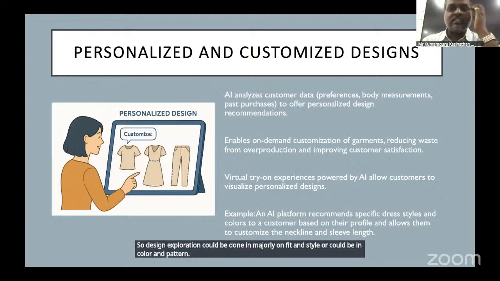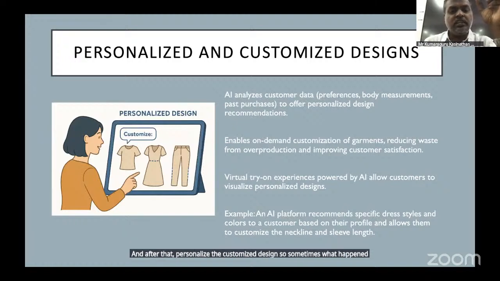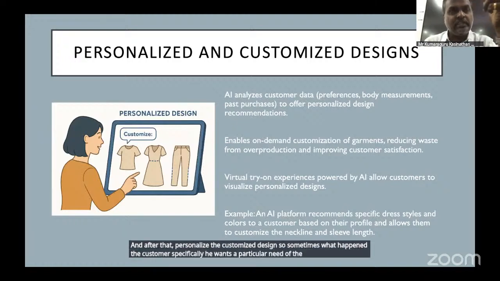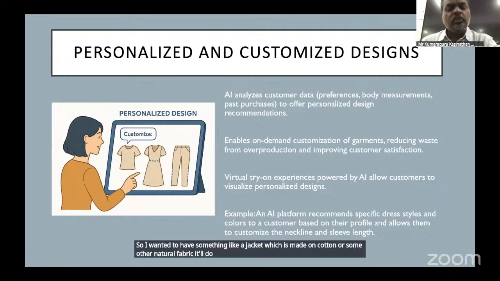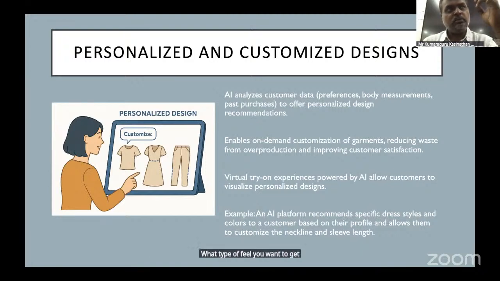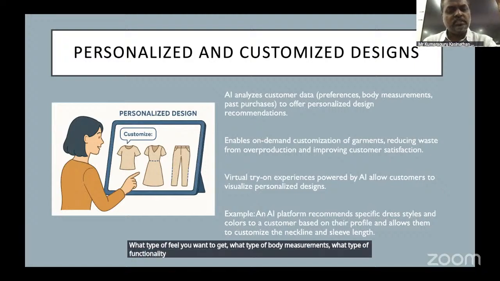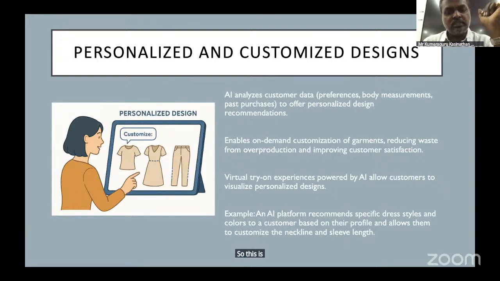And after that, personalized customized design. Sometimes the customer specifically wants a particular need of his own. Suppose now I'm always riding a bike, but I can't always use a leather jacket in summer. So I want something like a jacket made of cotton or some other natural fabric, to give my own satisfaction level and get into summer clothing on my own. For that, you can give your personal preferences, what type of feel you want, what type of body measurements, what type of functionality you require. All those things they take as data, analyze, compare, and create the sketches accordingly. So this is personalized and customized design that people prefer in AI.